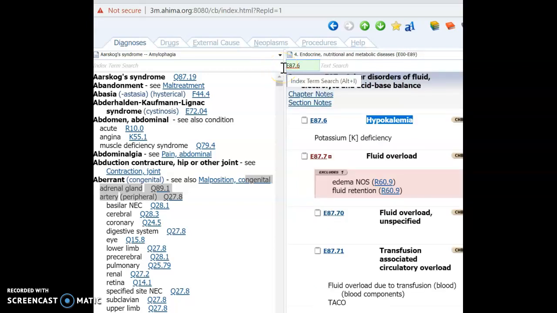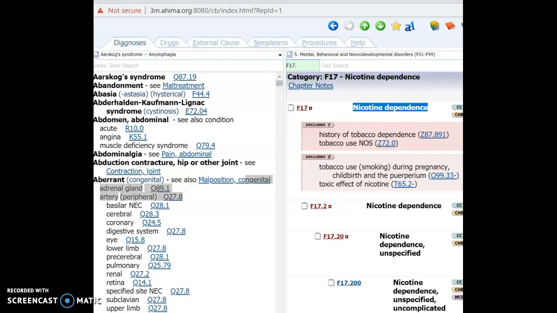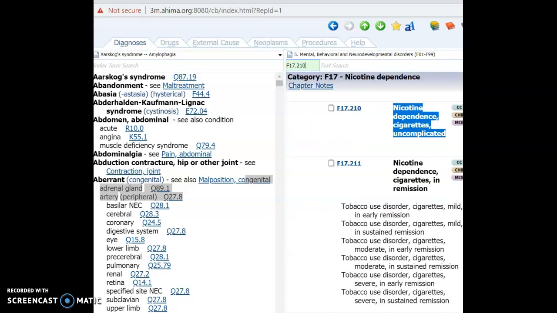And our last code here is going to be, again, the nicotine with the cigarettes. So we are going to go with F17.210. Nicotine dependent cigarettes uncomplicated. With that one, I had a couple of you say medical necessity 14 days, but they actually did hit it with the fever and all that. So I would say the medical necessity is there, especially when you're dealing with pneumonia and antibiotics.